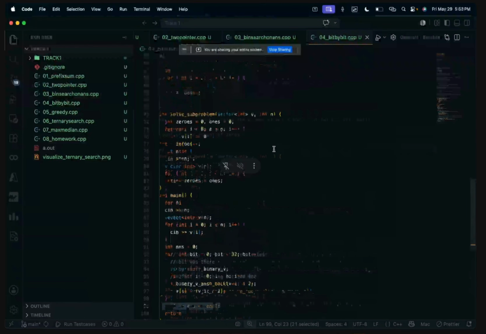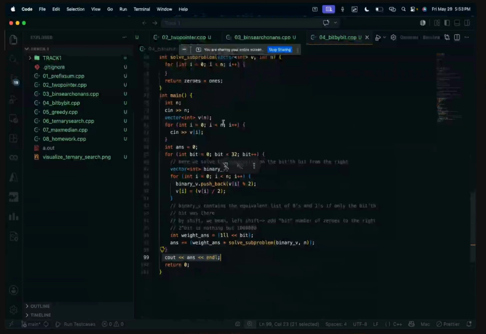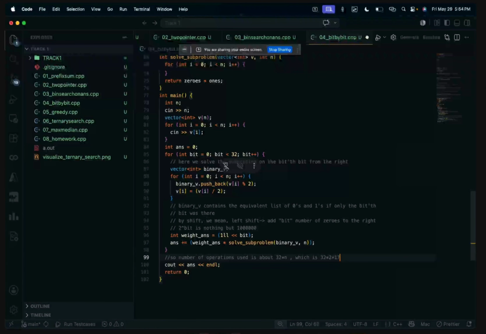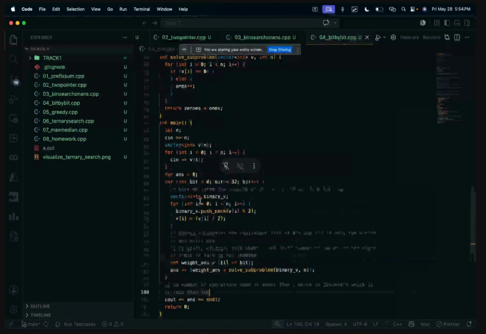So instead of having an n square loop, we just iterate 32 times throughout the vector, and we solve the subproblem for a vector of size n which takes n operations. So number of operations used is about 32 into n, which is 32 into 10 power 5, which is less than 1 second. So this is a perfectly valid solution.